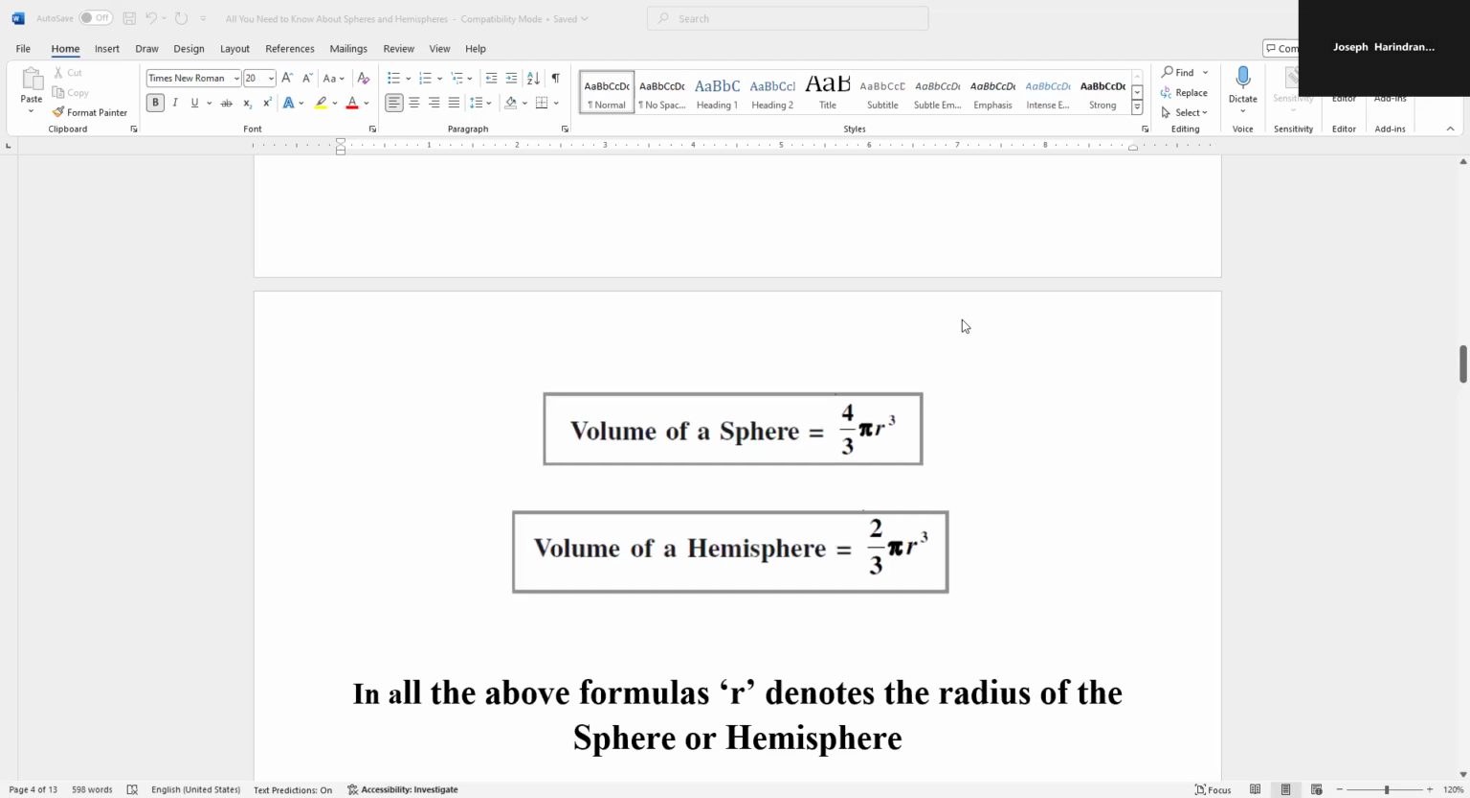The volume of a sphere is given by 4 by 3 pi r cubed. The volume of a hemisphere is equal to 2 by 3 pi r cubed, which is half the volume of a sphere. In all the above formulas, r denotes the radius of the sphere or hemisphere.